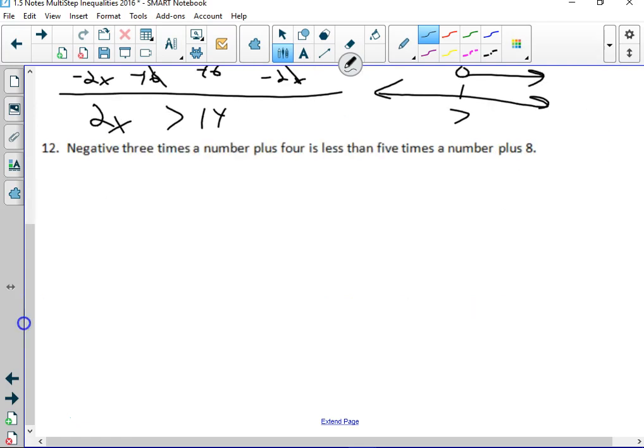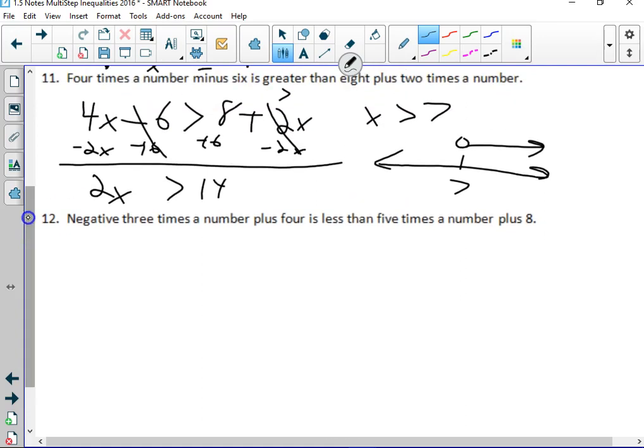Last one. Number 12. Negative 3 times the number. So watch how hard this is. Well, there's negative 3. Times the number. Plus 4 is less than 5 times the number plus 8. It literally is word for word translation. That's it.